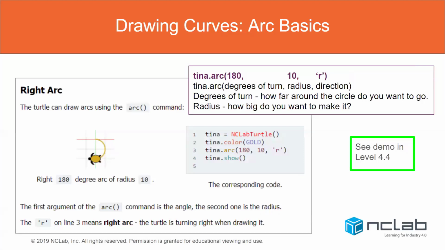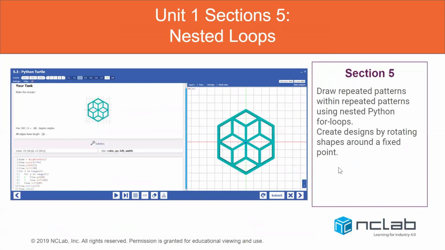How much you're going to turn, that's the degrees of turn, and you can see this little turtle has turned 180 degrees. And then the radius of turn will tell you how big it is. So in this case, you can see the radius is 10, and then it's drawing to the right, and you'll note that these are written in quotation marks. And this is demonstrated on level 4.4.